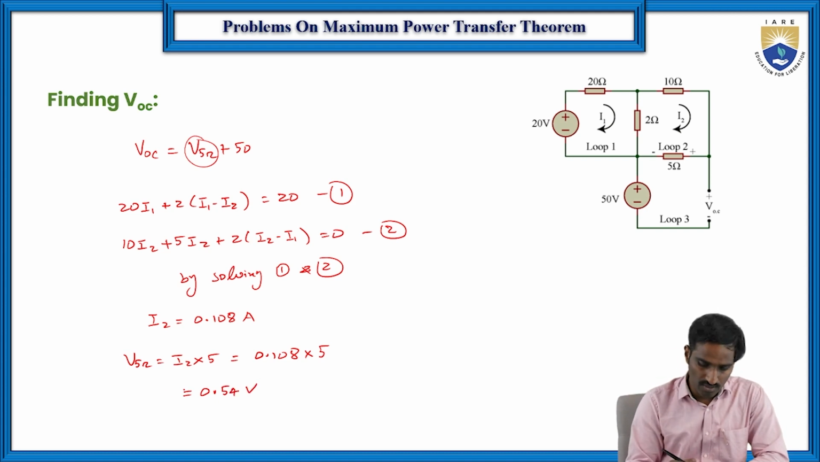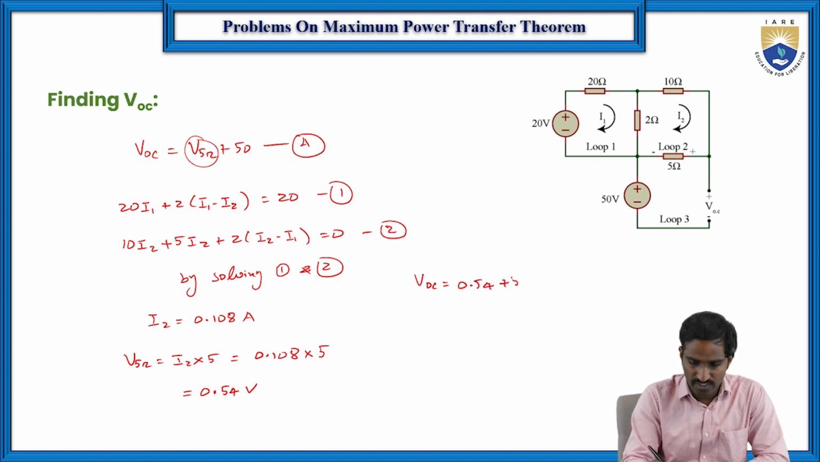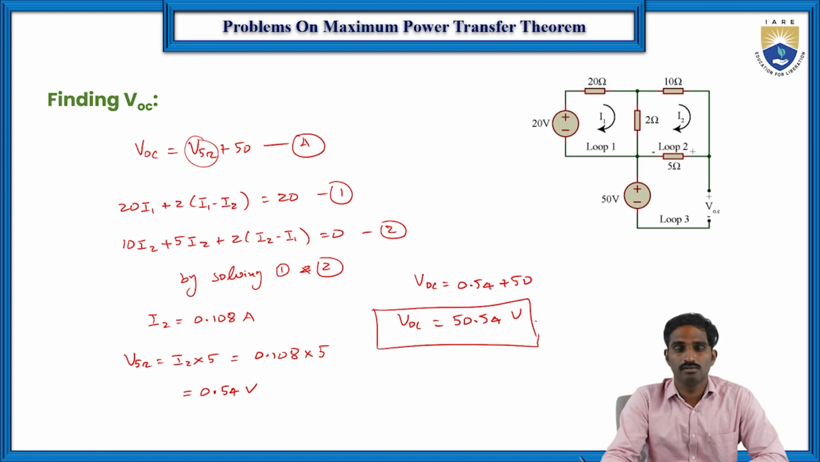Then VOC, according to equation A, V 5 ohms is 0.54 plus 50, which is 50.54 volts. This is VOC. See how simple it is, right? But it is very important to know what is meant by the VOC. Sometimes you may assume that VOC is only the voltage across the 5 ohms resistor, but it is not like that. You have to identify how many voltage drops we get across these two terminals.